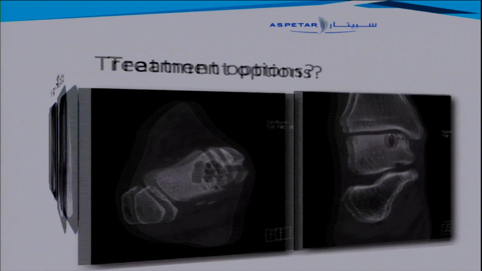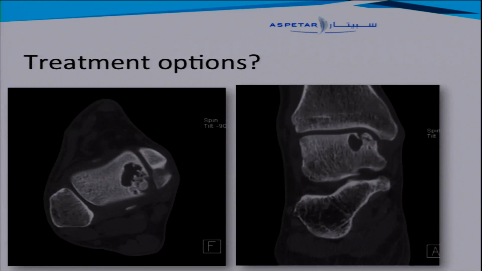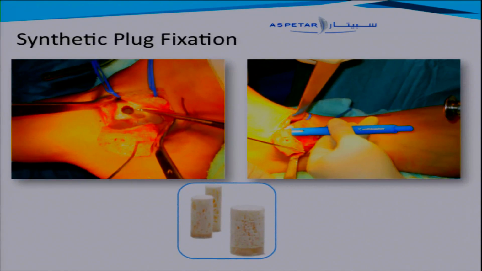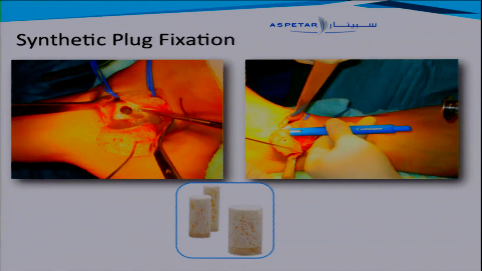What about other type of lesions, the big lesions with more than 2 centimeter defects? How do we treat them? Because it's always a tailored kind of treatment. The other non-biological or pseudo-biological treatments are the synthetic plugs that we tend to use in order to have less morbidity with the Oates technique.